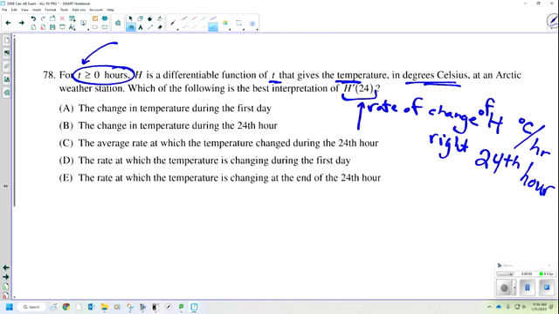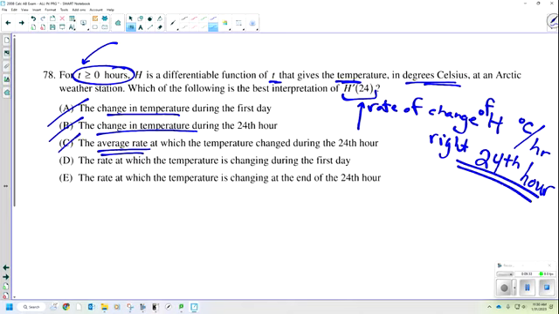So is it the change in temperature? No, it's not the change in temperature. It's the rate of that temperature. So it can't be this. I don't see rate anywhere here for choice B either. The average rate at which the temperature changed during the 24th hour? No. Average rates would be a change in y over a change in x. This is the instantaneous rate at one point, right at that 24th hour. So it's not the average.